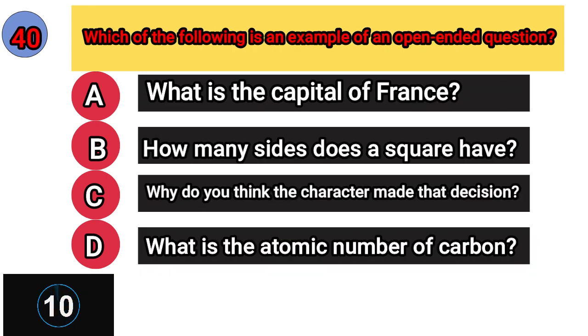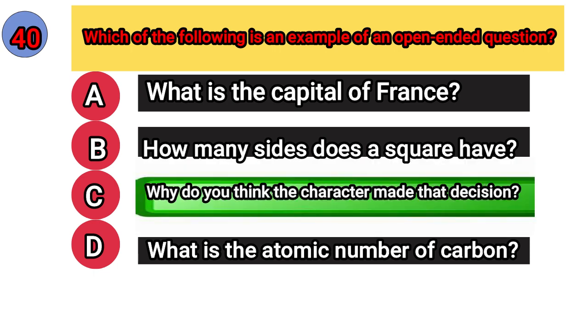Which of the following is an example of an open-ended question? What is the capital of France? How many sides does a square have? Why do you think the character made that decision? What is the atomic number of carbon? Correct option is option C. Why do you think the character made that decision?